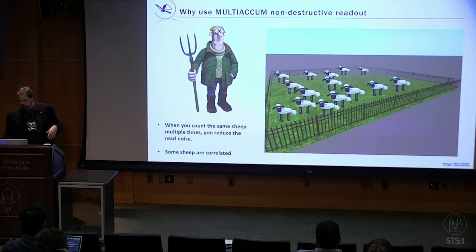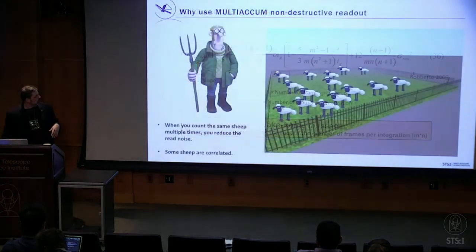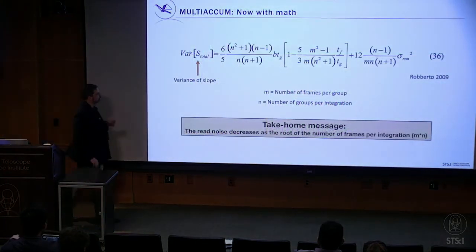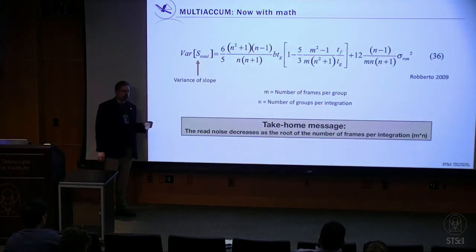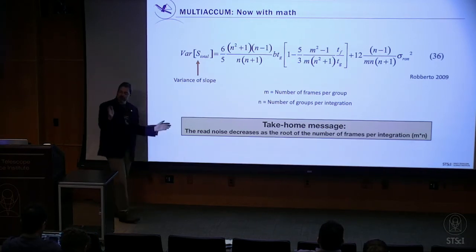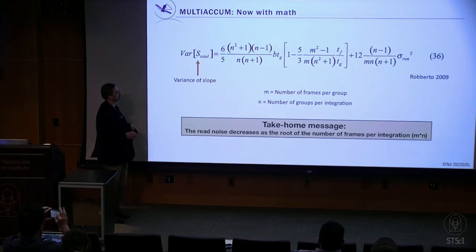The read noise can actually drop faster than your Poisson noise if you're in the regime where you still don't have a lot of frames.